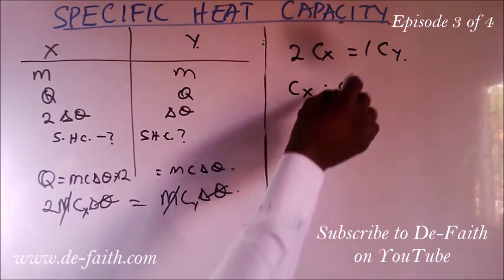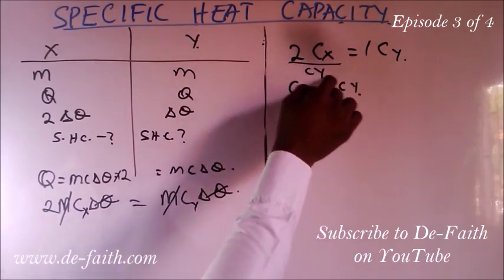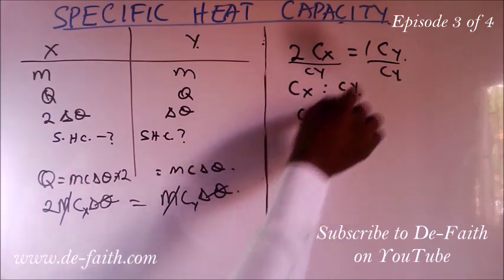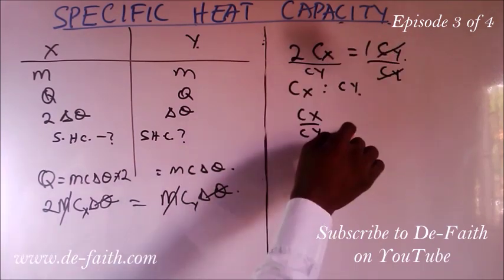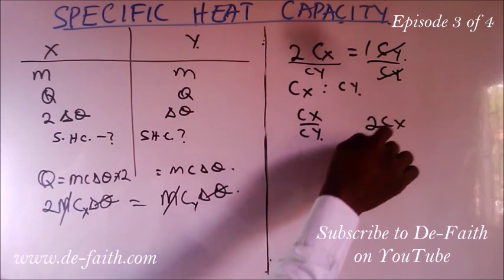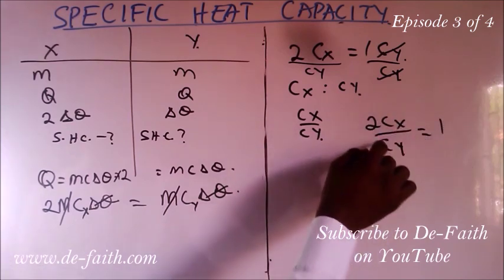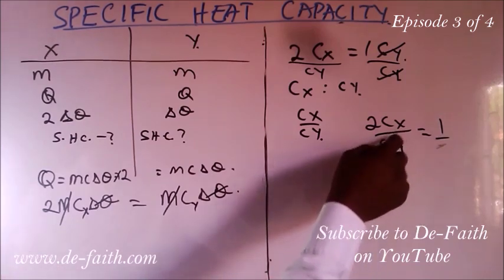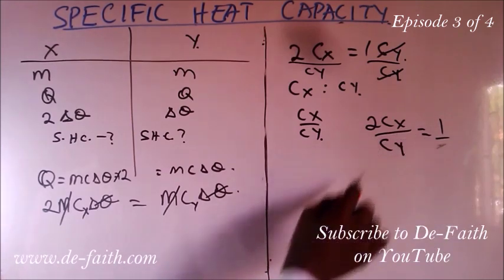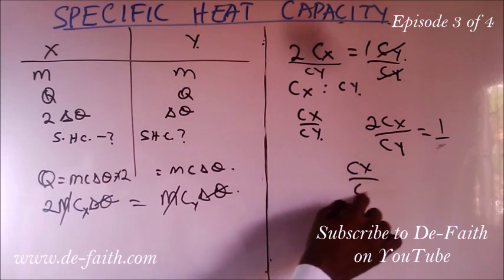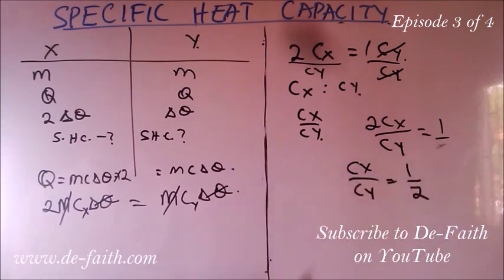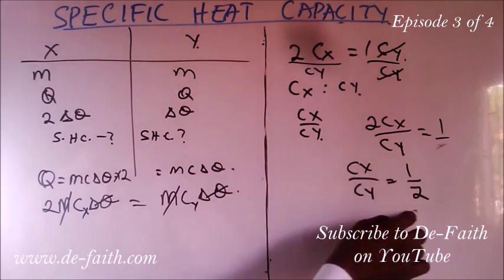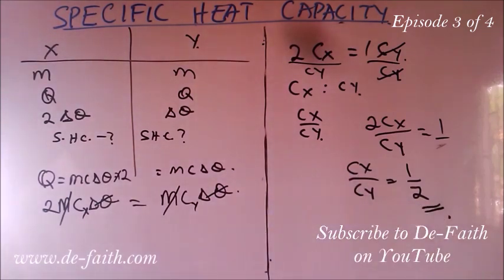So what we could do is to divide both sides by Cy. If you divide both sides by Cy, Cy will cancel this. And so we'll have 2Cx over Cy equal to 1. And then we'll bring 2 over to this place by dividing both sides by 2. So if we divide both sides by 2, we have Cx over Cy equal to 1 over 2. So the ratio of Cx to Cy is equal to 1:2.